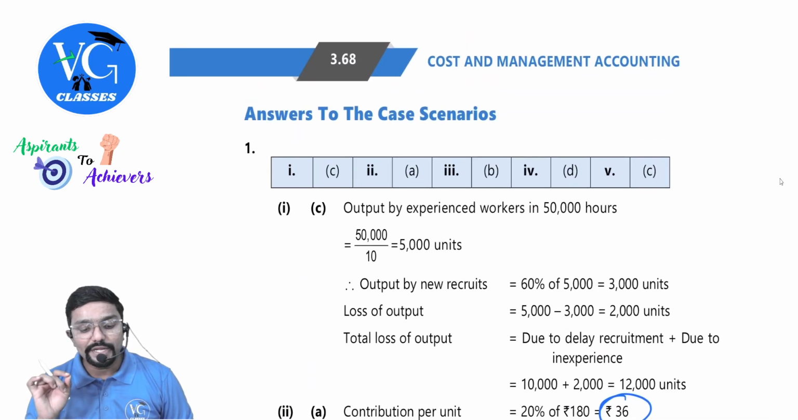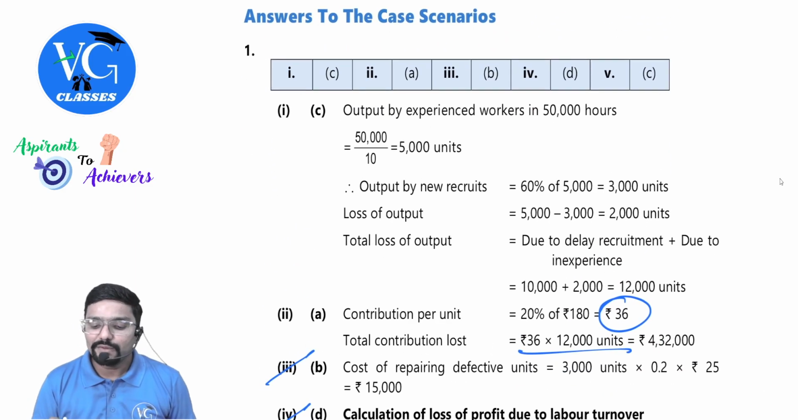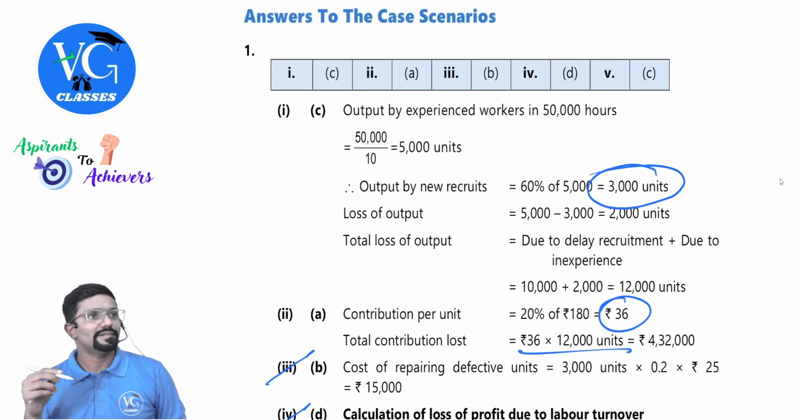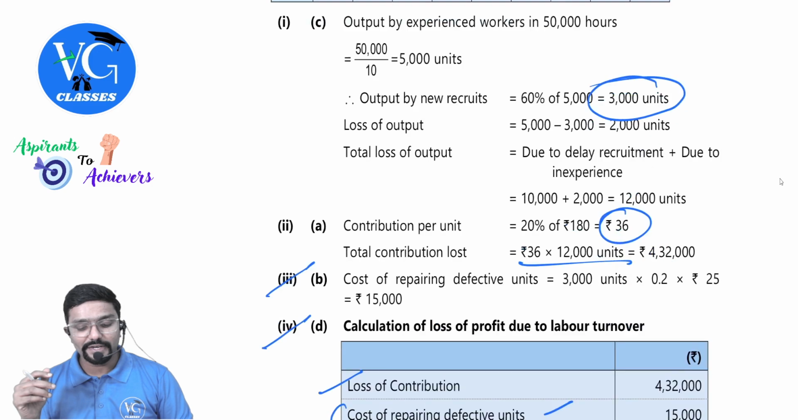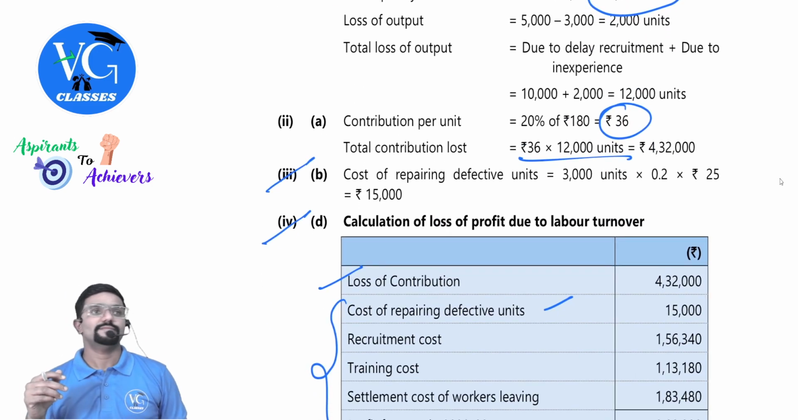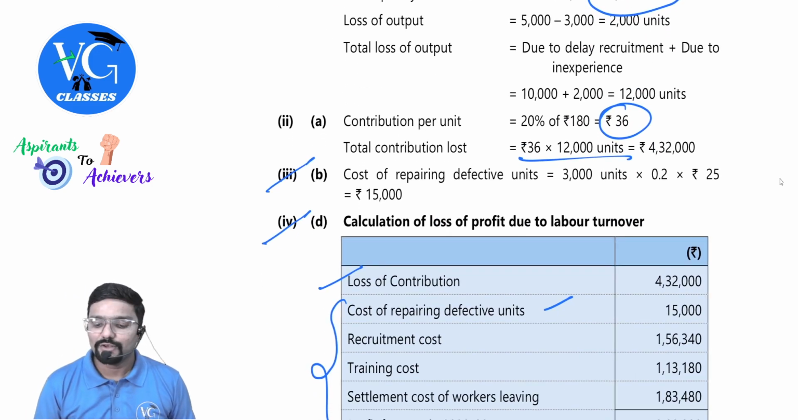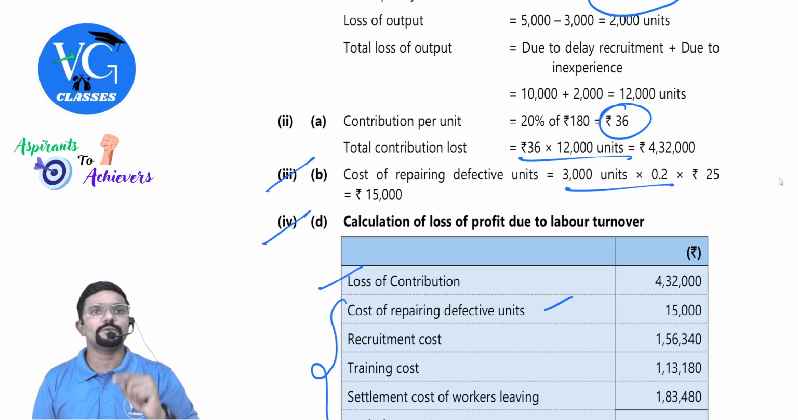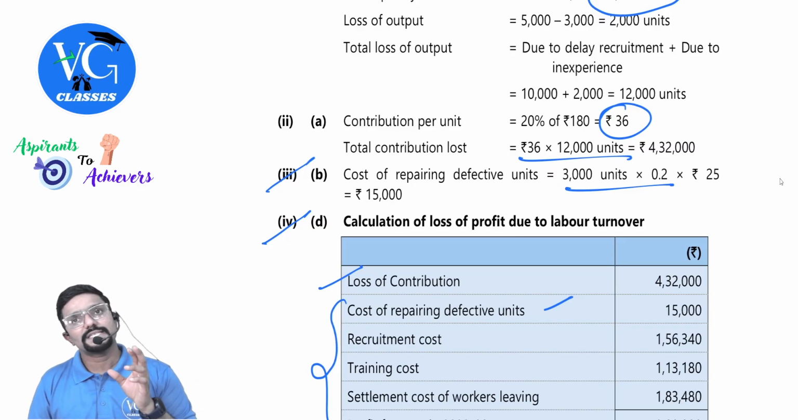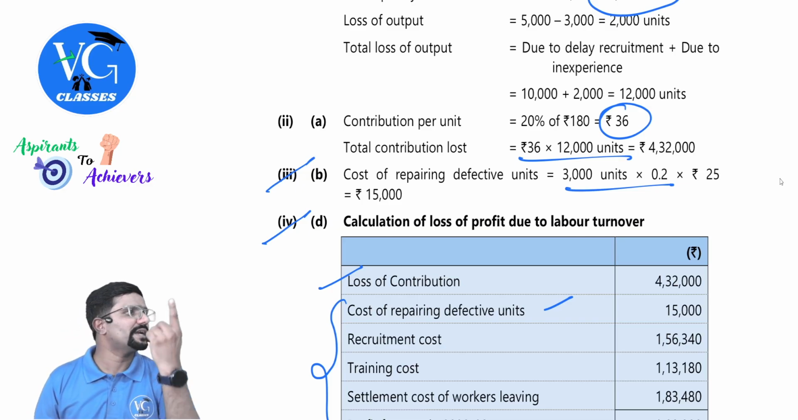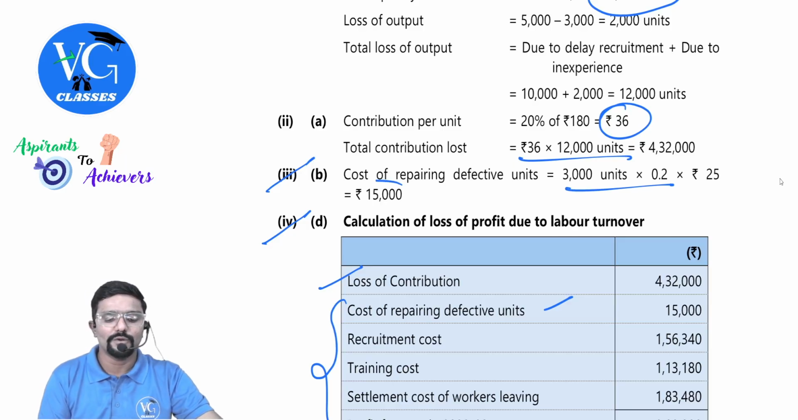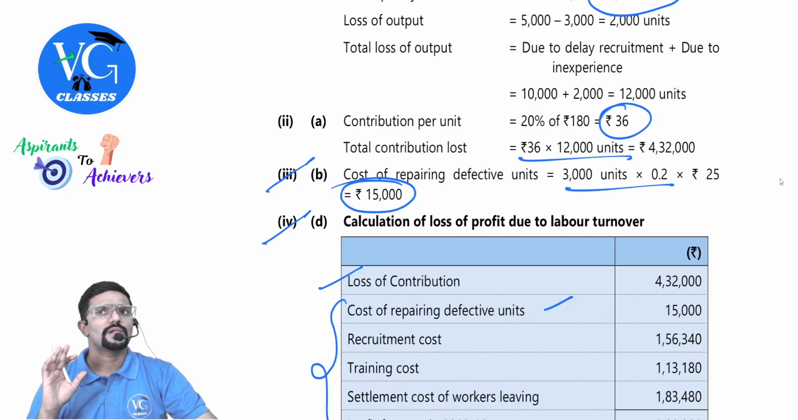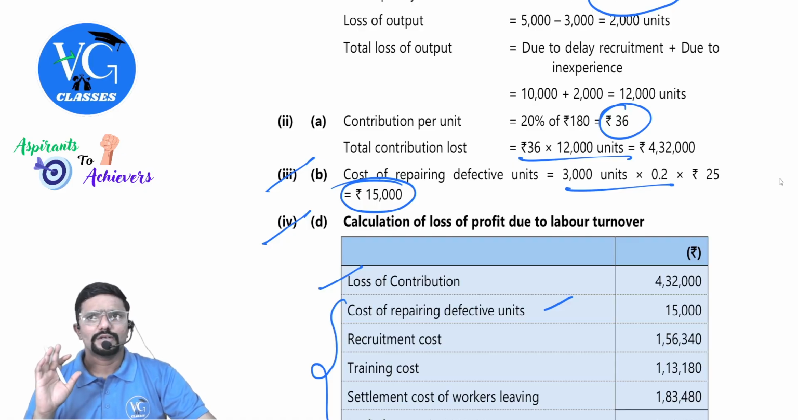Guys, during training period, how many units are produced? 3,000. In that, how much is defective? 20%. So how much is defective? 3,000 into 20%, 600. And to rectify this, for each unit we are incurring 25 rupees, which comes to 15,000. Got it now? Got it, right? Yes.